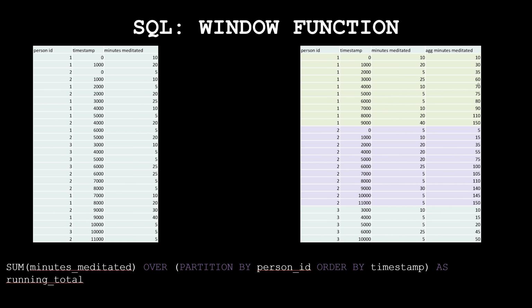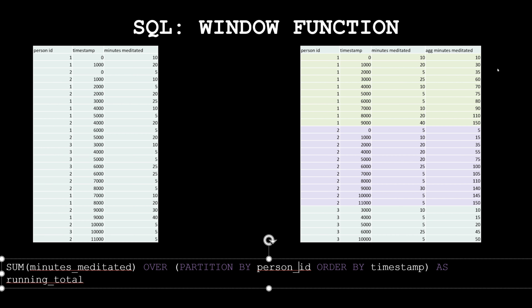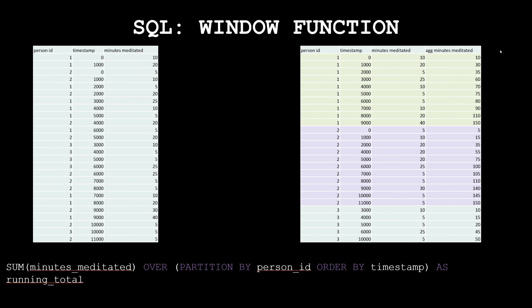So as you can see here it's a little bit different. And you could see by the different colors that now it's partitioned by the person ID. And then the running total actually starts the same way at timestamp 0, and it's going to start adding all the minutes meditated until it's a different person. Then we start back at 0, and then we do it again. And then we start back at 0 once we reach person 3, and we do it again. That way, we can finally answer the question at timestamp 8,000, how many minutes has person 1 meditated?